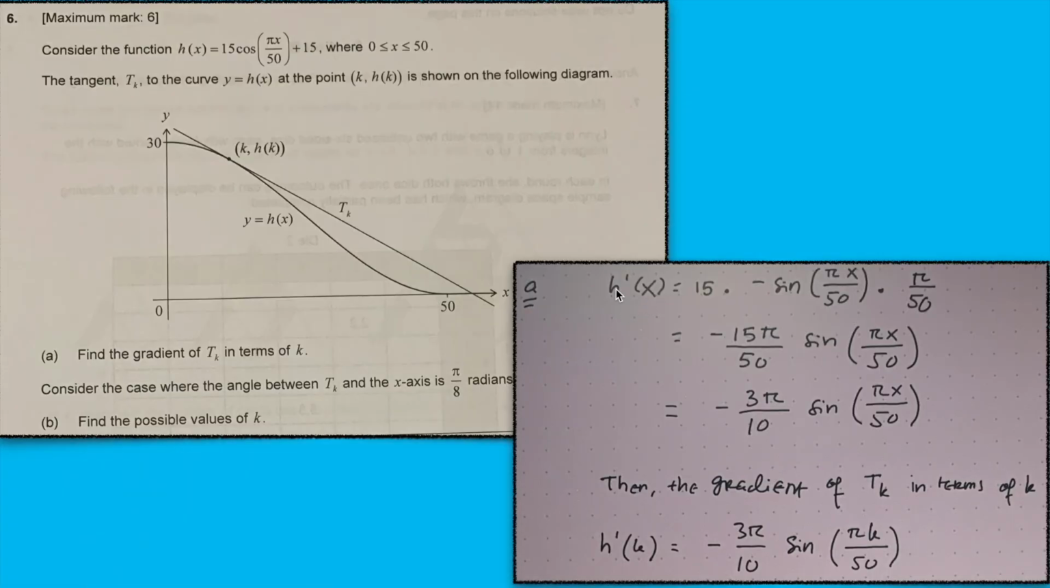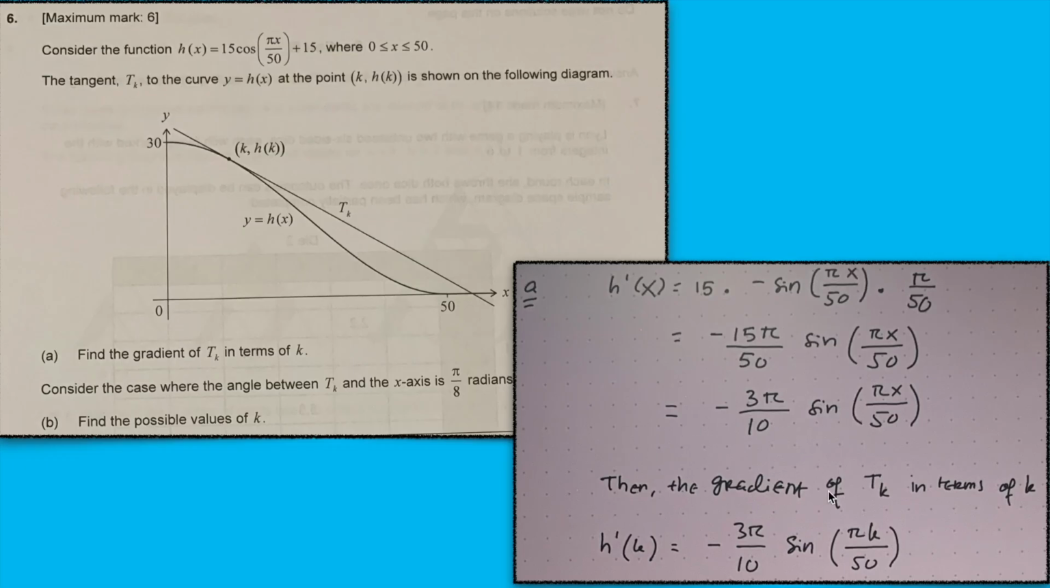So find h dash of x using chain rule. In this case, the derivative of cosine is negative sine. So we have negative sine of pi x over 50 multiplied by 15 there, and multiplied by the derivative of the inner function, which is pi over 50. And the derivative of 15 is just 0. So there you go. That is the gradient function.